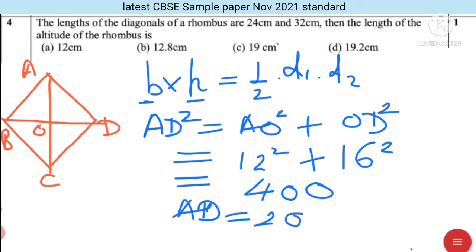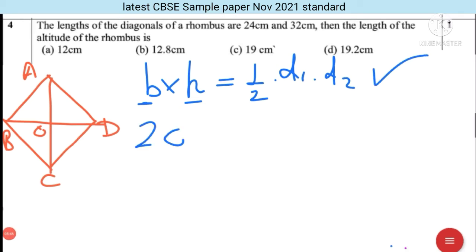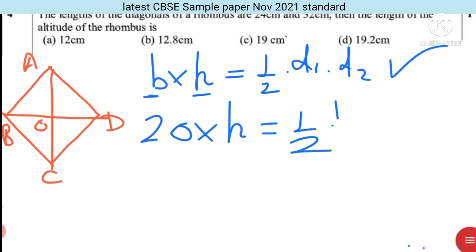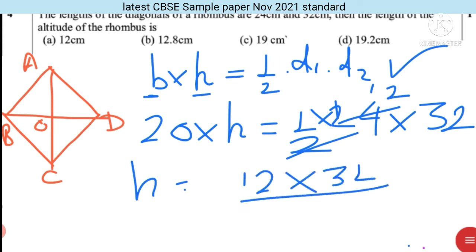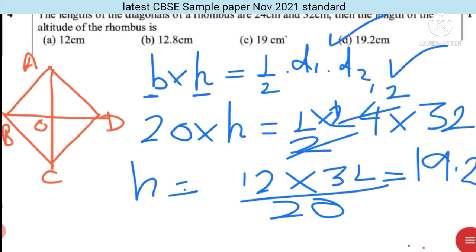Now after having found out AD, we shall apply in this formula. So it gives us base AD was 20, H we have to find out. So half into D1 is 24 and D2 is 32. Alright, so we just need to solve it. Cancelling this I get 12. So H comes out to be 12 into 32 divided by 20. So this is what we have to solve and our answer comes out to be 19.2. Hence D is the correct option.